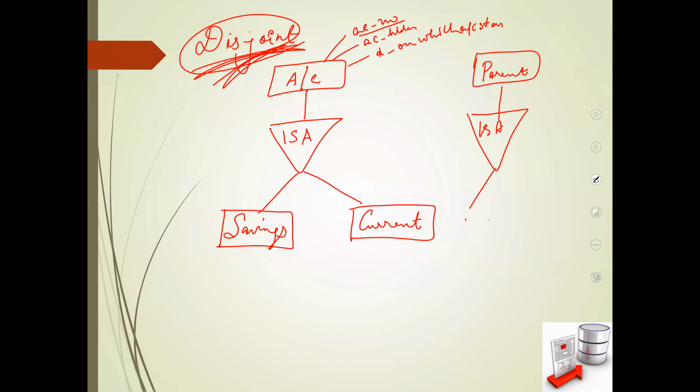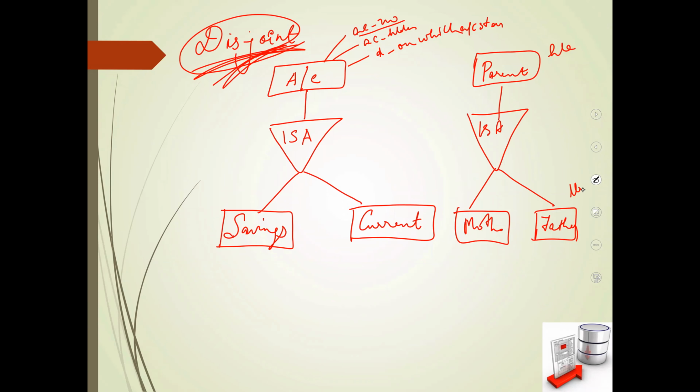A parent can either be a mother or a father. This is my higher level entity. This is my lower level entity. A parent can either be a mother or a father. A parent cannot be mother and father at the same point of time.